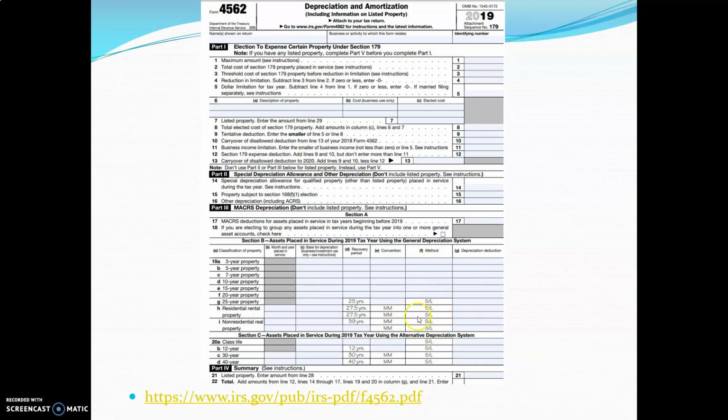The method is what you guys have just learned in this lesson. SL stands for straight line. And up here we could put in DD for declining balance. And DDB could be double declining balance. So that goes to how we could actually apply this to real life.